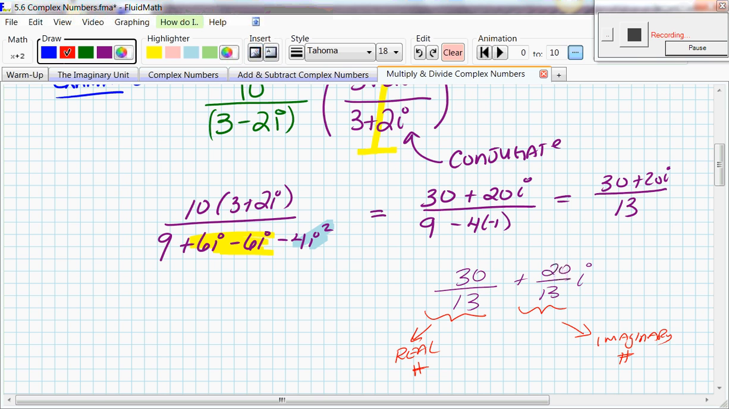All right? What do you guys think? Easy, medium, or hard? Easy to medium. Cool.